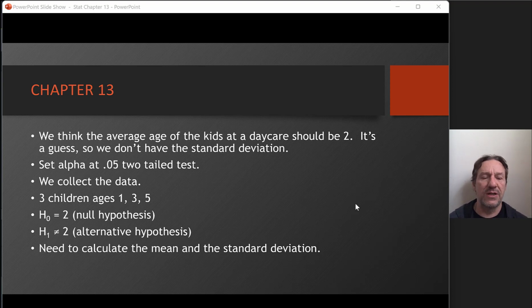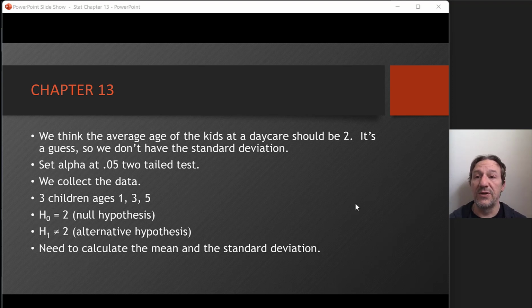That's our guess. So it's just a guess, so we don't actually have the mean, and we don't have the population standard deviation. We're guessing 2, but we want to do this as a two-tail because of that idea that we want to catch it at either end. What if our mean turns out to be 3? Or what if it turns out to be 1? If it's a two-tail, we can catch both a 3 and a 1, if that's the significant difference. If we just set it at one tail, it's going to be less than 2, or it's going to be greater than 2. We don't really have a theory to suggest that. So we collect the data. We got 3 kids in the daycare, and their ages are 1, 3, and 5.